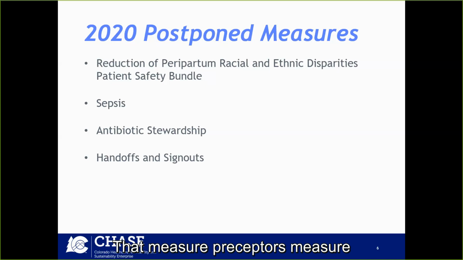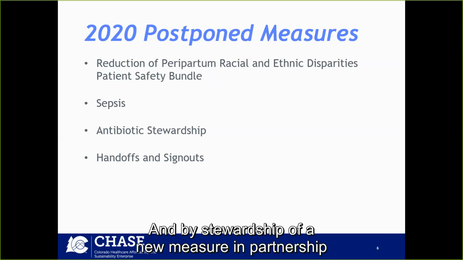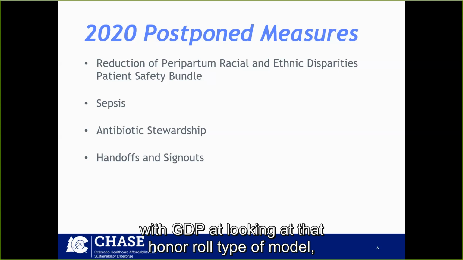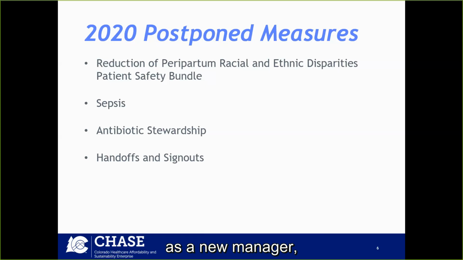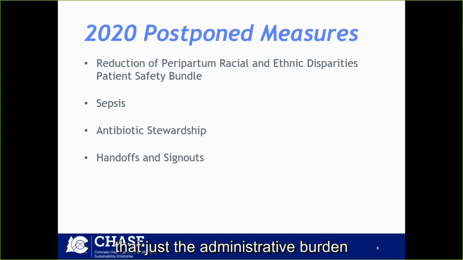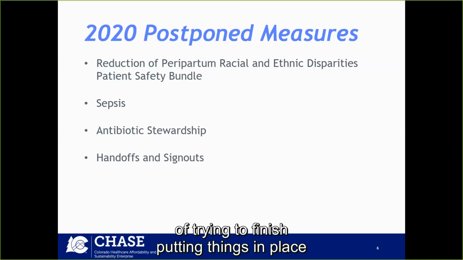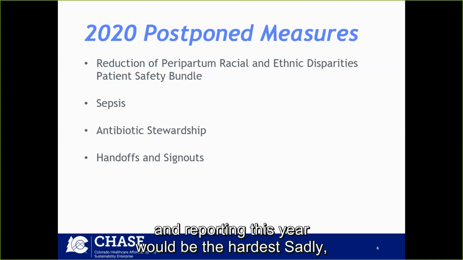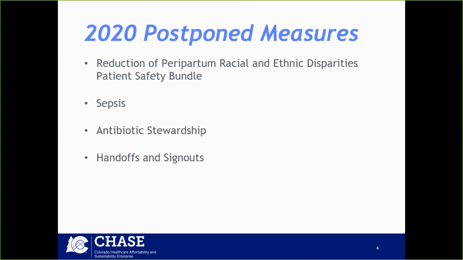The sepsis measure, another process of care, delivery of care measure, we are suspending for 2020. Antibiotic stewardship was a new measure in partnership with CDPHE, looking at that honor roll type of model. It's going to be a new measure. Again, a lot of process build out was required from the hospitals. As important as all these things are, even considering the current pandemic, we know that just the administrative burden of trying to finish putting these things in place and reporting this year would be a hardship, to say the least.